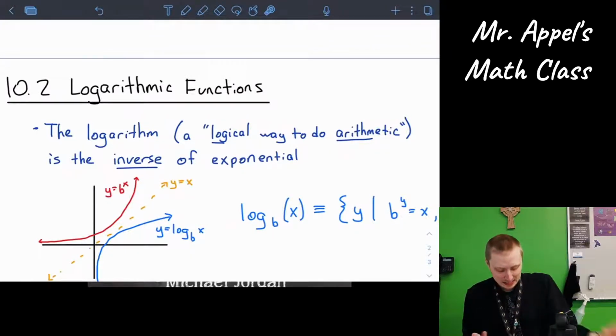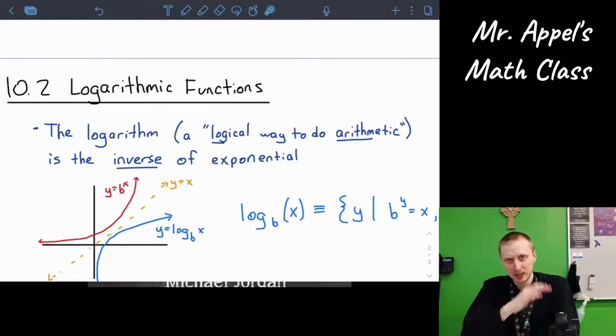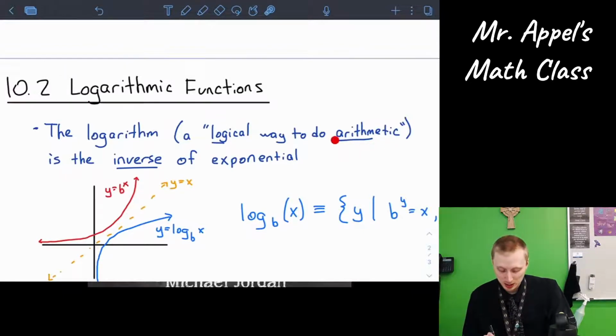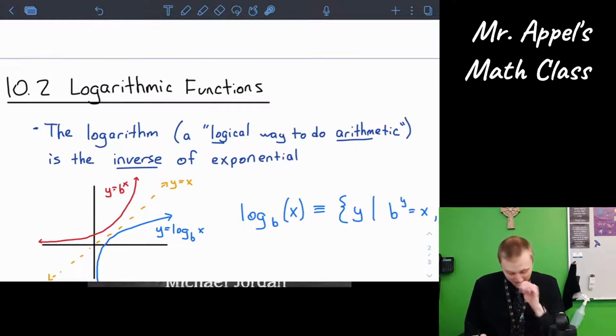And I've heard, I have no idea if this is actually true, but it's one of those rumors around, might be heresy, that the name logarithm comes from the phrase a logical way to do arithmetic. Logarithm, logical arithmetic. But it's really handy.